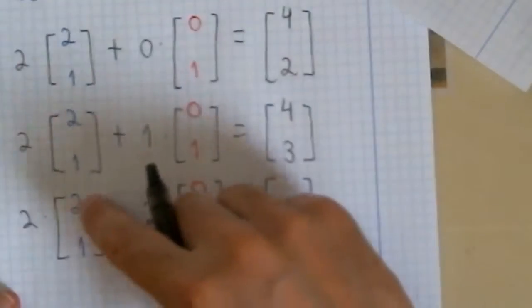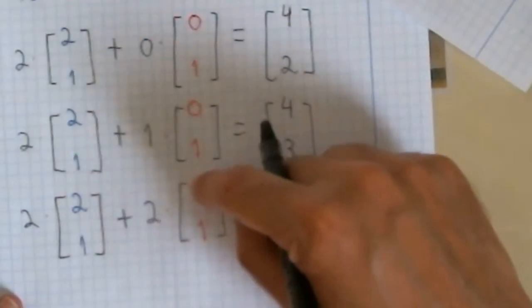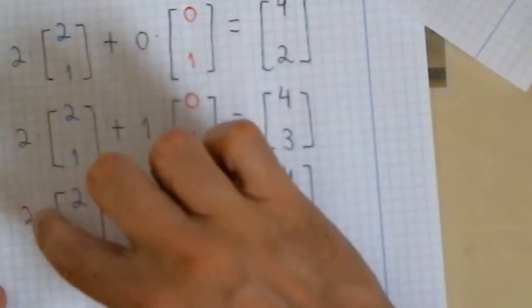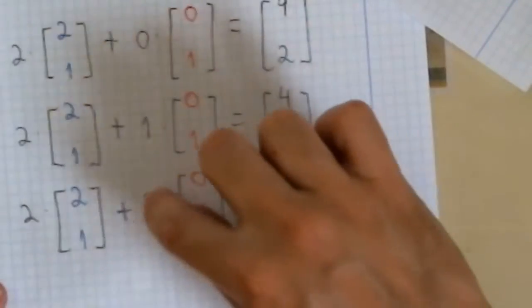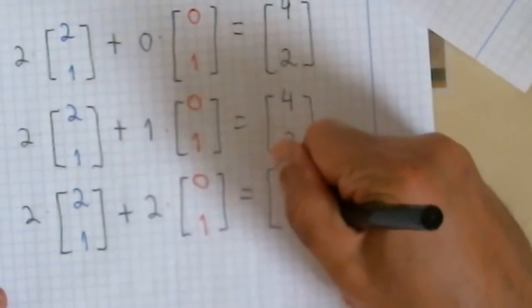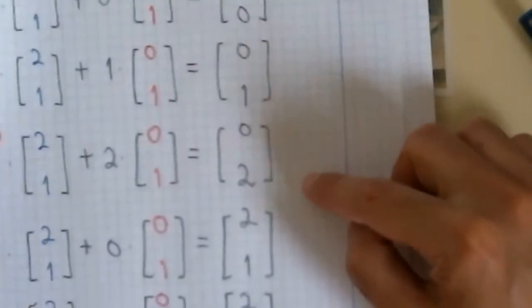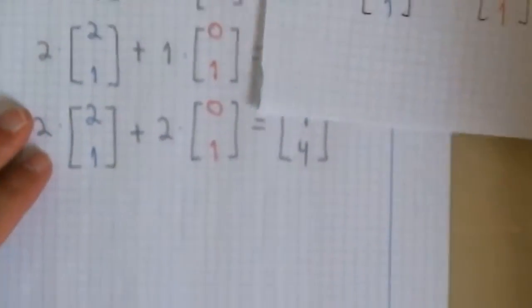Okay. 2 times 2, I'm sorry, 2 times 2 it's 4. Plus 2 times 0 is 0, so 4. 2 times 1 it's 2, plus 2 times 1 it's 2, so 2 plus 2, it's 4. Okay, so now we have all the 9 combinations. We have this one, this one, this one, this one, this one, this one, this one, this one, and this one. Now we need to draw them.